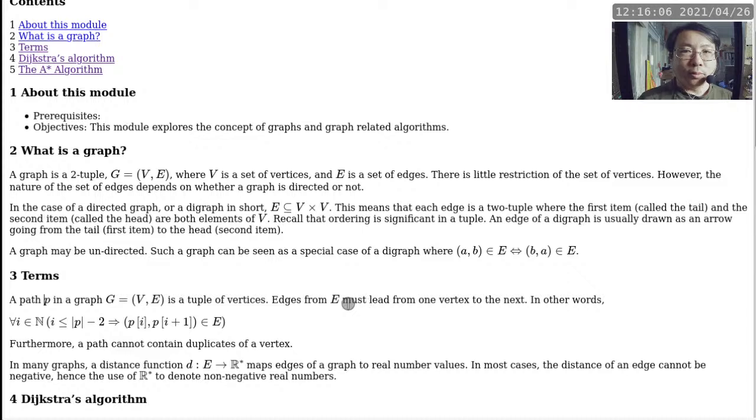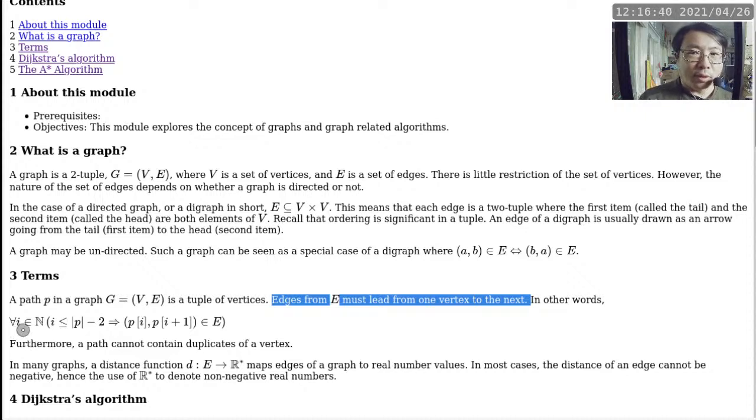That's just a verbal definition, a verbal way to describe the restriction on P as a tuple of vertices, and when it can be seen as a path. So this is the restriction, and I'll read that one more time: edges from E must lead from one vertex to the next in a path. That can be confusing. So in other words, we're going to use a mathematical notation to describe exactly the same thing. What we're talking about here is for all i in the set of natural numbers. At this point, we just know that i is some kind of natural number, and that's the implication right here. Whenever we see an implication, we need to evaluate the left-hand side first.